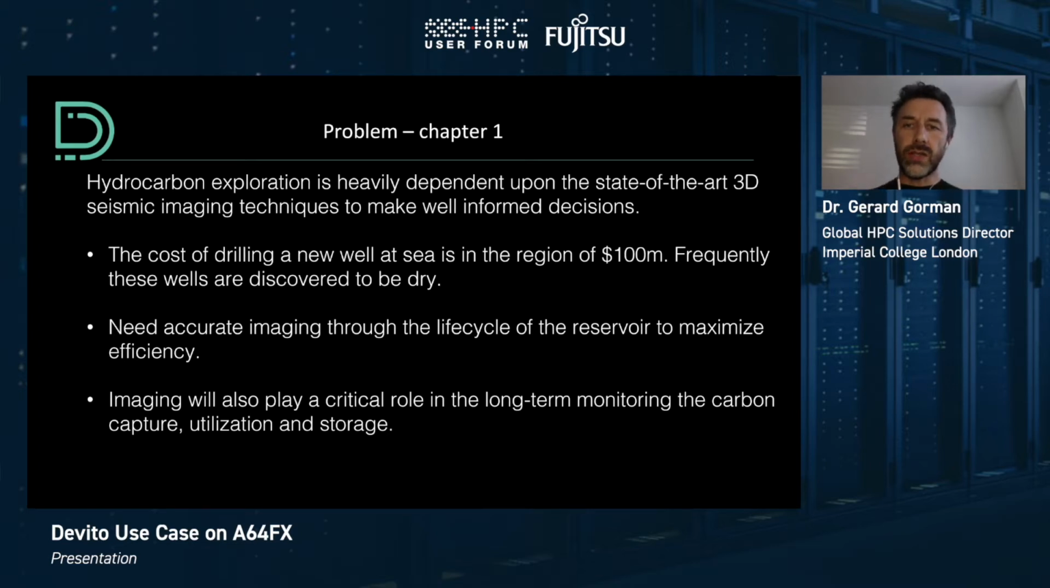It's also used during the life cycle of a reservoir in terms of getting the most out of it. It's evolving over time, the fluid is changing within the reservoir. You need to be able to monitor that. And I think increasingly as we go forward, areas such as CCS, carbon capture, utilization, and storage, are becoming important. We're going to want to do continuous monitoring of carbon dioxide stored in reservoirs under the ground and make sure that they're stable and they're not escaping.